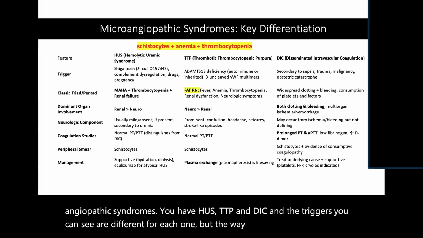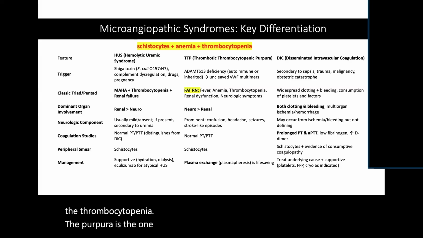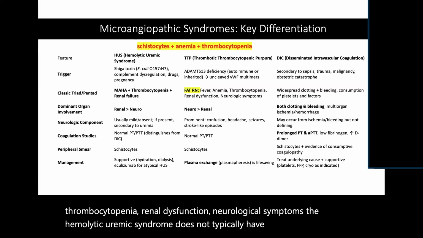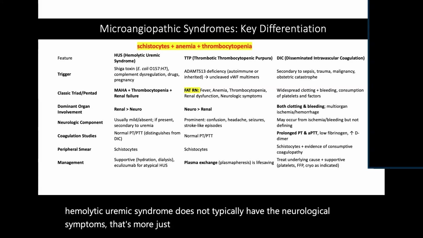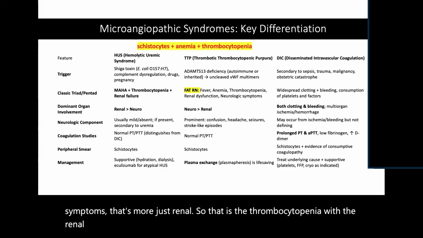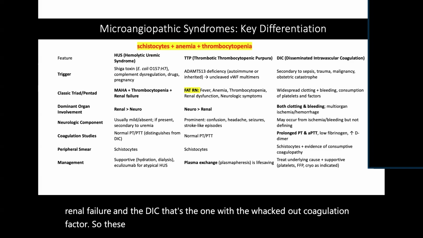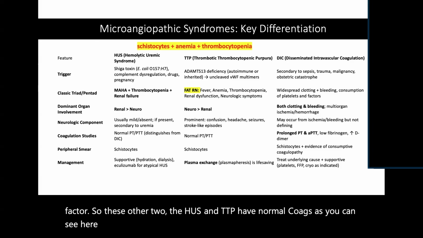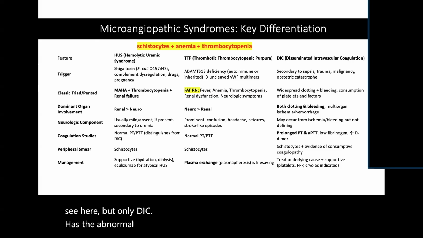But the way you can tell them apart is the thrombotic thrombocytopenic purpura is the one that's associated with fever, anemia, thrombocytopenia, renal dysfunction, neurological symptoms. The hemolytic uremic syndrome does not typically have the neurological symptoms. That's more just renal. So that is the thrombocytopenia with the renal failure. And the DIC, that's the one with the whacked out coagulation factors. So these other two, the HUS and TTP, have normal coags, as you can see here. But only DIC has the abnormal coags, the prolonged PTT, low fibrinogen, increased D-dimer.